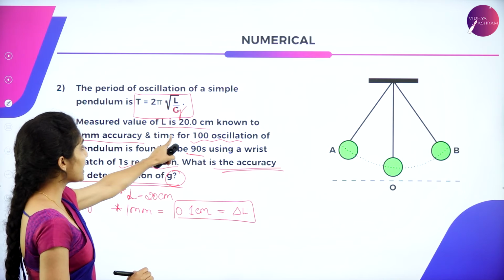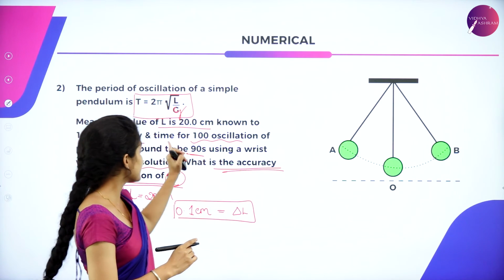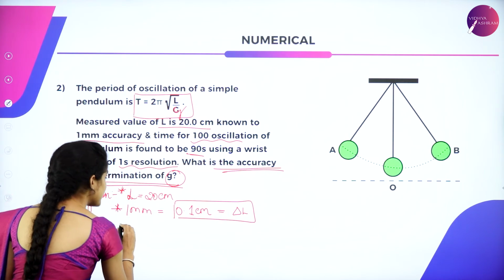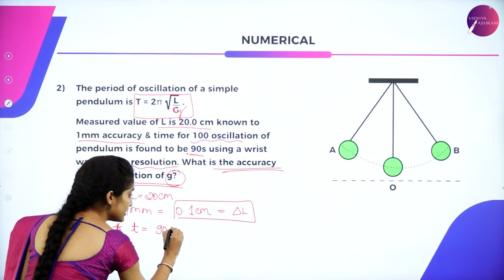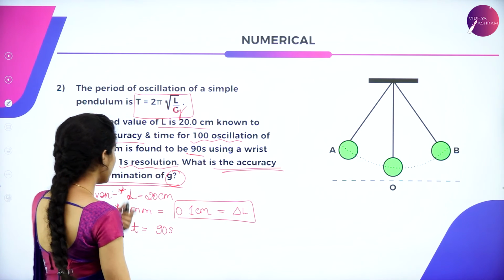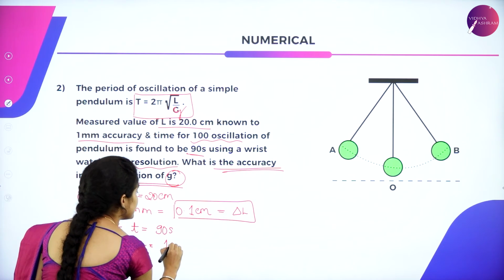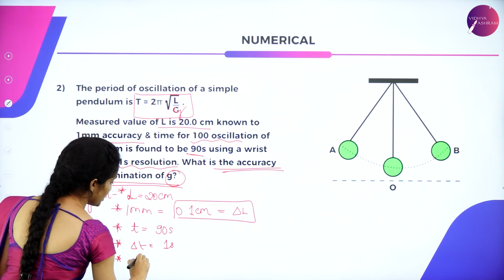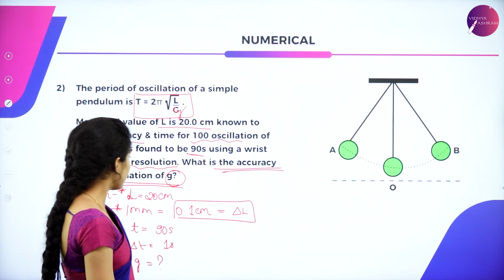Coming to the third term, time for 100 oscillation. Now we have to get the other quantity, that is time. Time for 100 oscillation of a pendulum is said to be 90 seconds. So that I can write my T as 90 seconds, using a wristwatch of 1 second resolution. Again here the delta T comes up like 1 second resolution. So what is the accuracy in the determination of G?